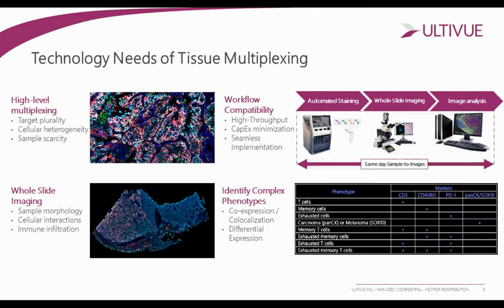Some of the key areas to consider when looking at different platforms are a high level of multiplexing, being able to specifically target numerous markers and adjust the level of plexing quite easily. We also want to make sure we can have whole slide imaging, clear and very defined cell morphology, and we can visualize cell-to-cell interactions and really characterize any types of immune infiltrations and unique characteristics of the tumor microenvironment.